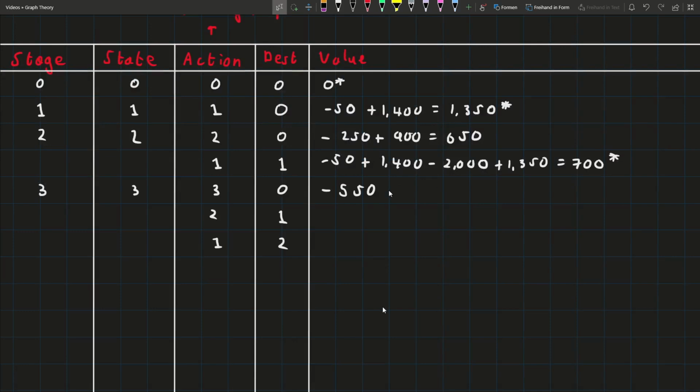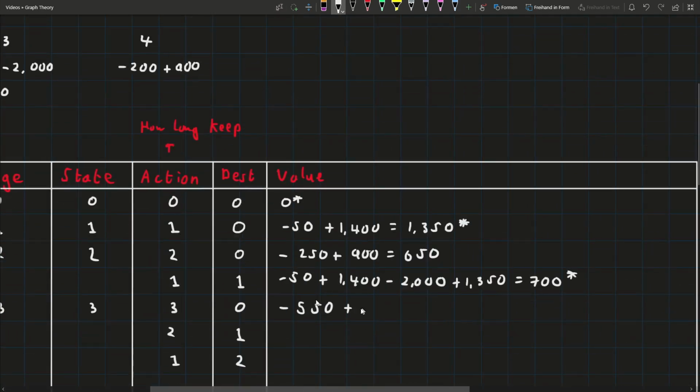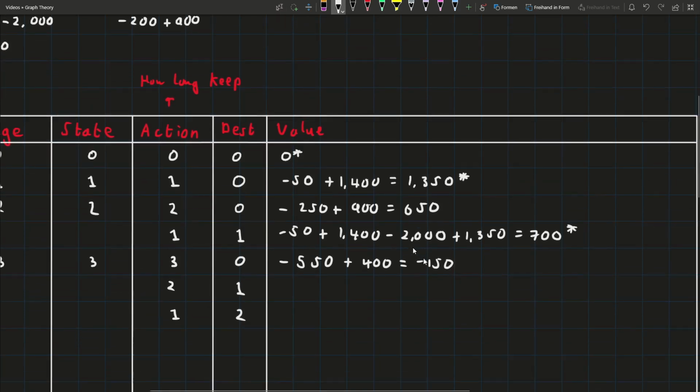And then she's going to sell it because it's the end. So we'll get plus, and then how much is it worth after 3 years? It's worth 400. So we'll have plus 400. And then that's just the end. There's nothing else. So for our answer there, we get minus 150, which isn't great.